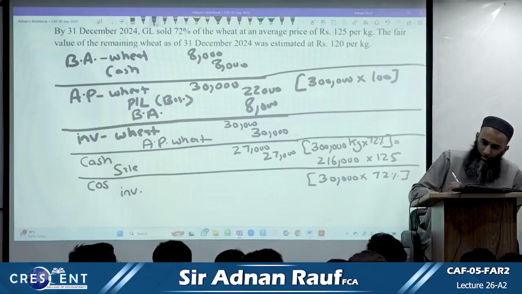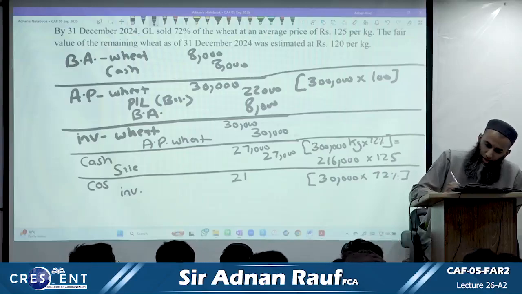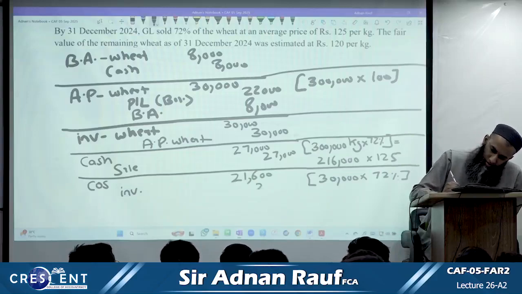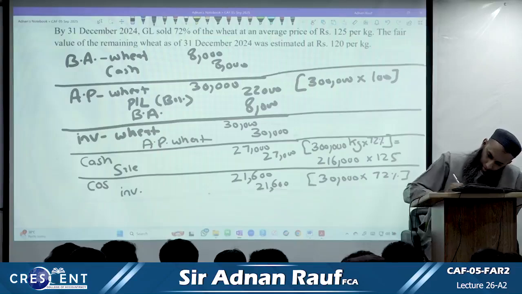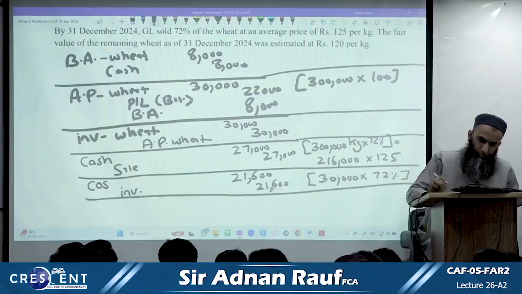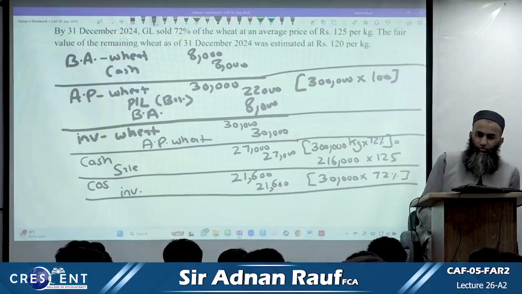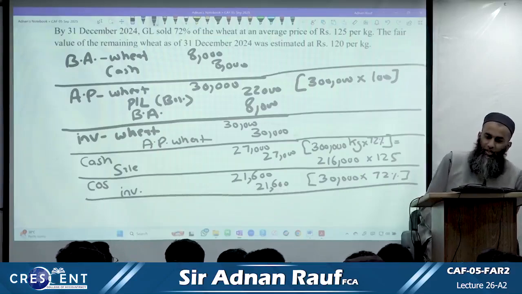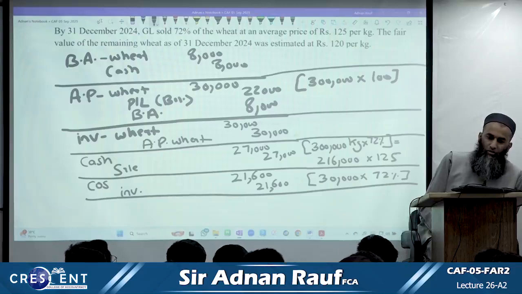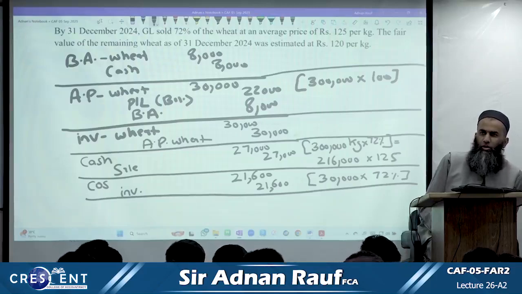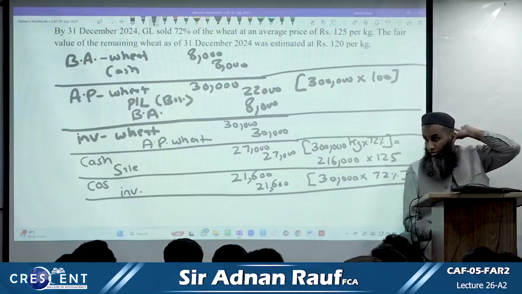Let's see. How much? 21. 600. Well, the rest of the wheat is still lying there. 72%, 28%. The wheat is still lying there and it has become expensive, from 100 it has become 120 at the year end. By the way, the record at 100 rupees has also become 120 now. What to do? Make a reconciliation.